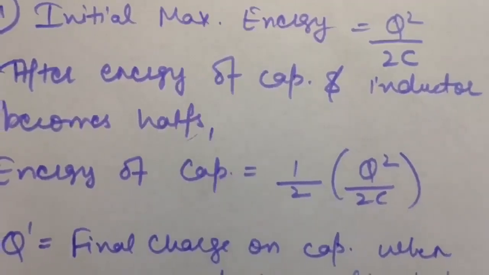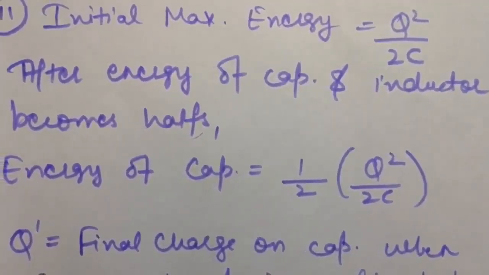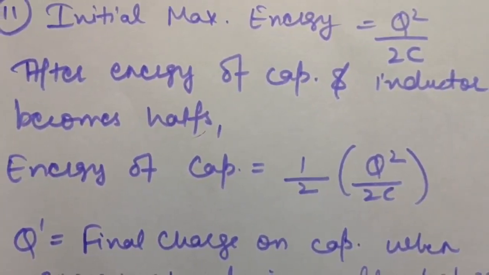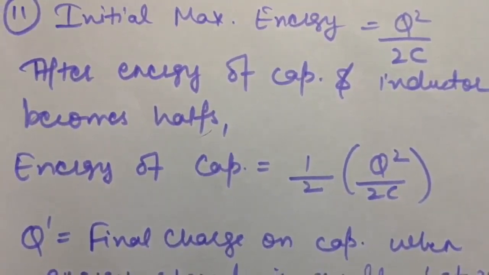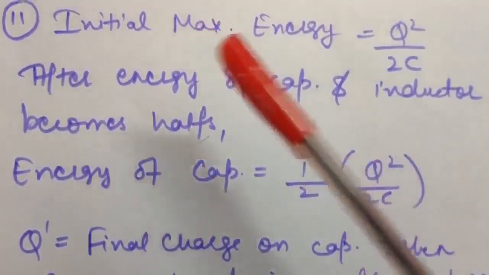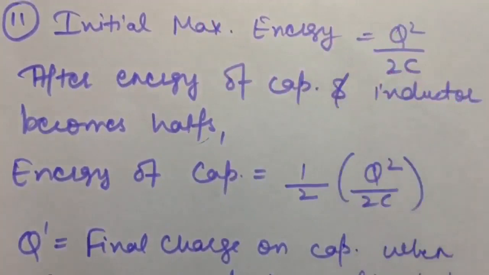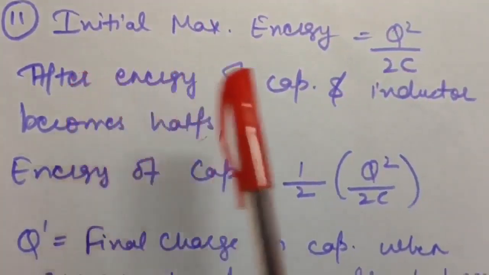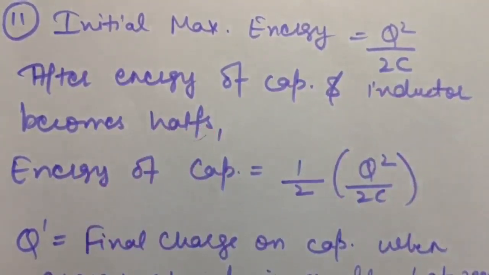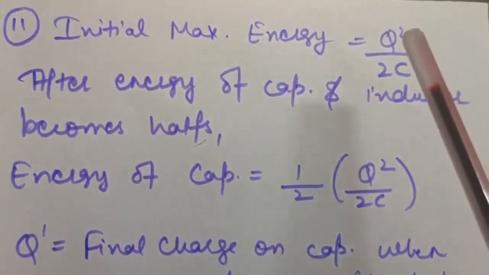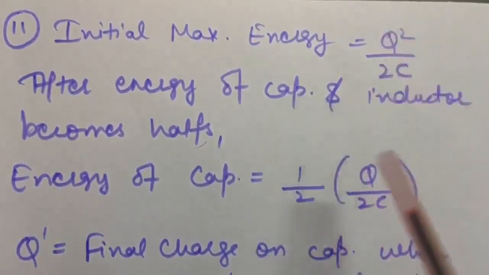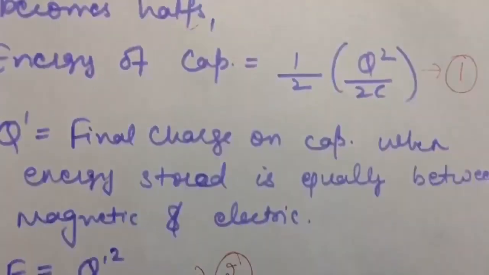Okay, so in the 11th question, you have to calculate the final charge on the capacitor when energy stored is equally divided between magnetic and electric in LC oscillations. Now you know the energy stored is q square upon 2c. This you have done in your theory lectures. So the initial maximum energy is q square upon 2c. Now, let us suppose after some time the energy of capacitor and inductor has become half. So the energy on the capacitor will be half of q square upon 2c. Mark it first equation and leave it there.